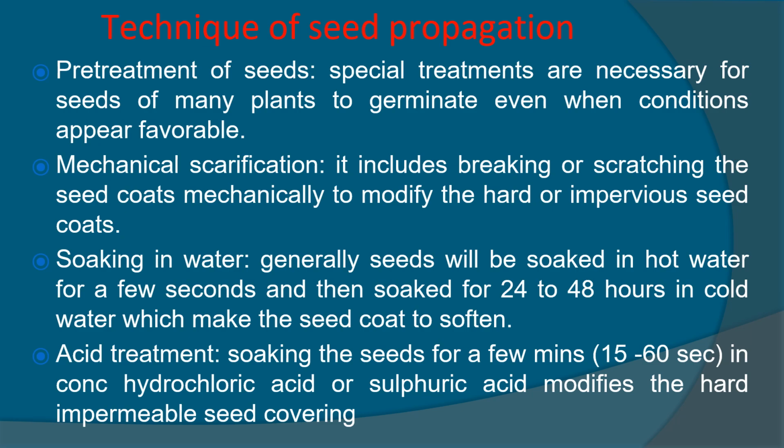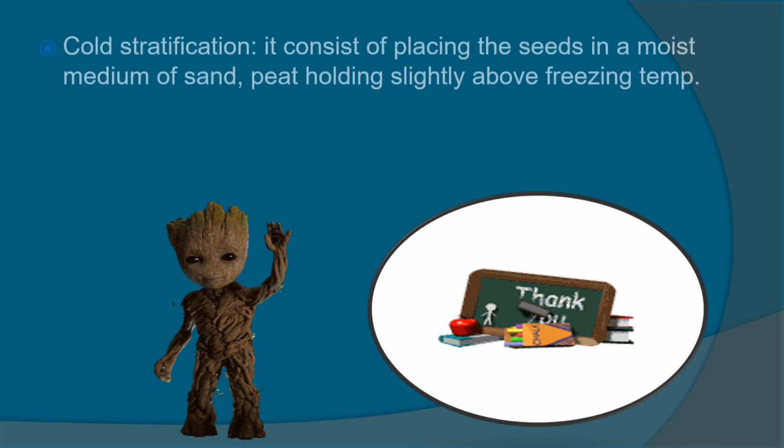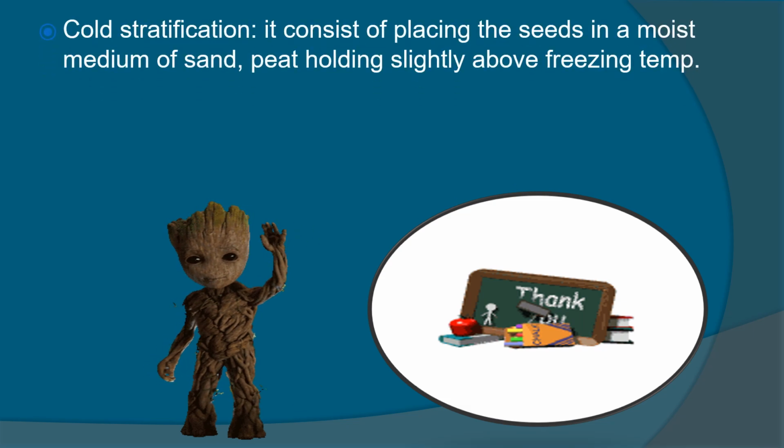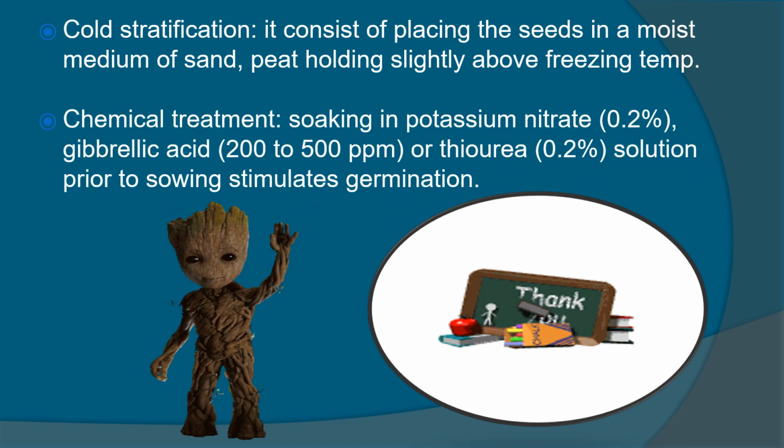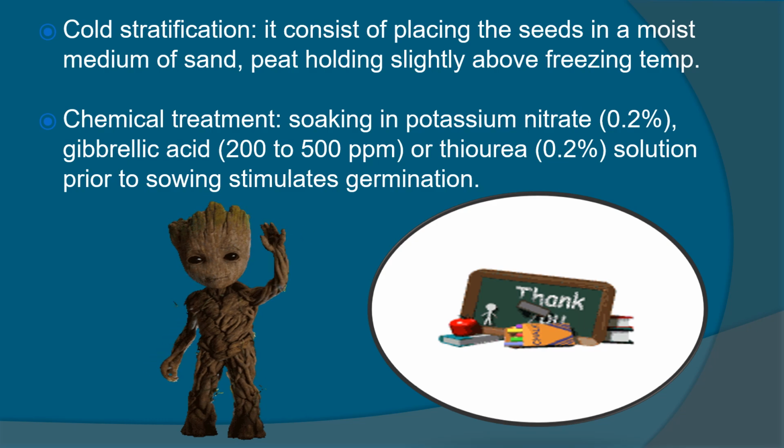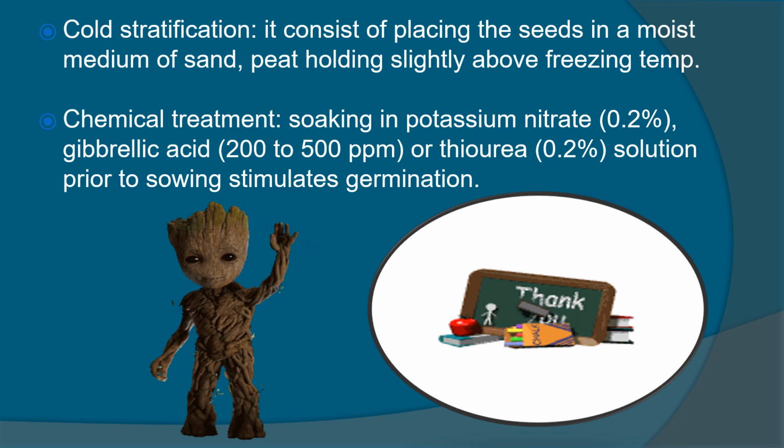Cold stratification consists of placing the seeds in a moist medium of sand or peat, holding slightly above freezing temperature. Chemical treatment. Soaking in potassium nitrate at 0.2%, gibberellic acid 200 to 500 ppm or thiourea at 0.2% solution prior to sowing stimulates germination.